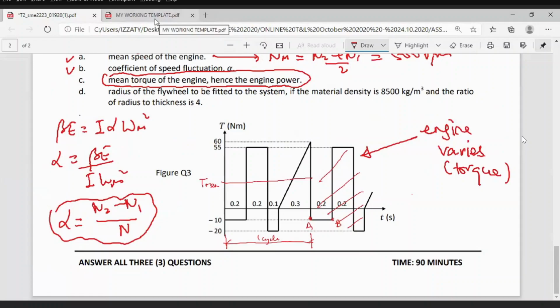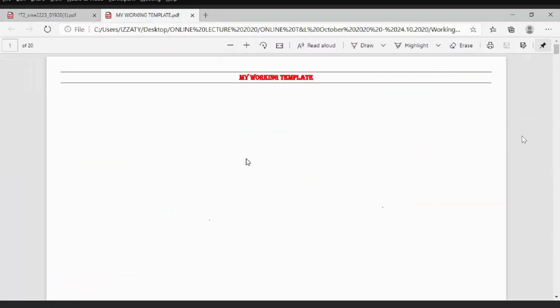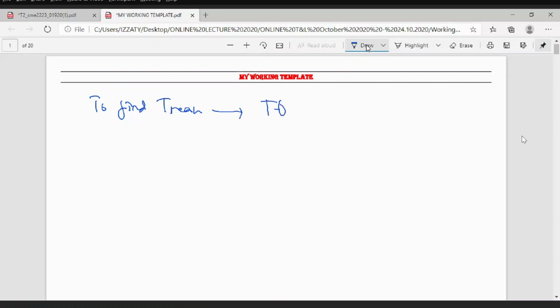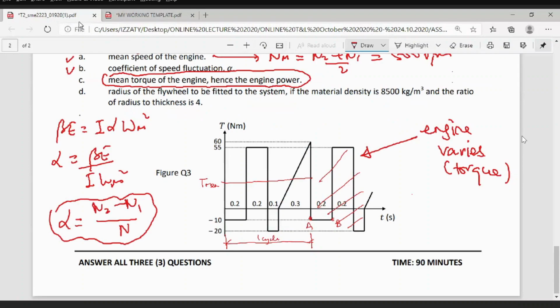Now how to find T-mean? To calculate T-mean, how is it? By using what? T theta by the engine is equal to T theta by the resistance. Correct? The engine is basically coming from the given graph. This one.